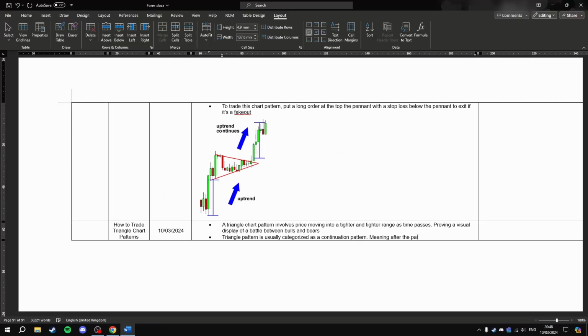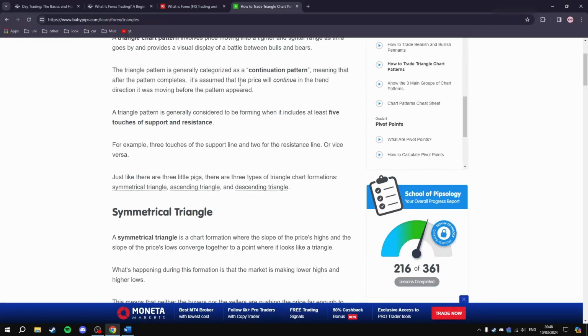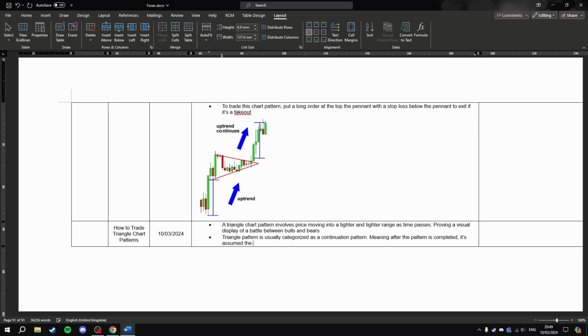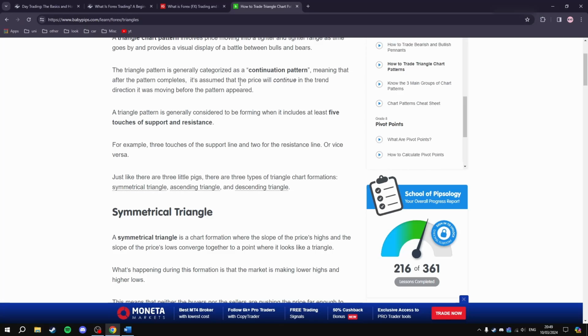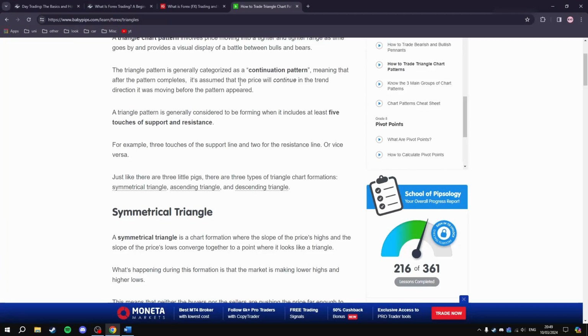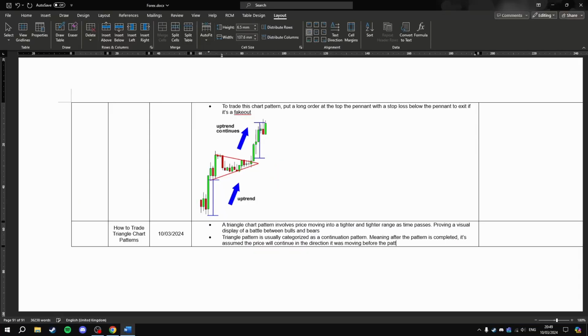after the pattern is completed, it's assumed the price will continue in the direction it was moving before the pattern appeared.